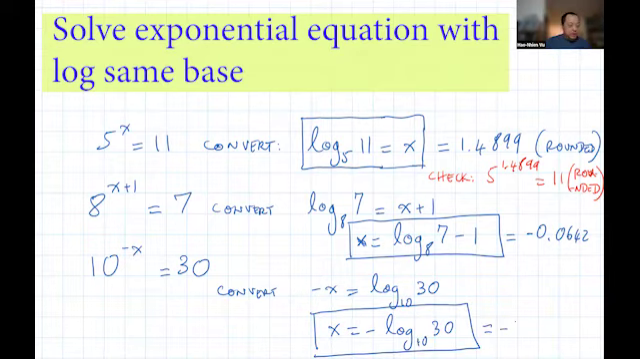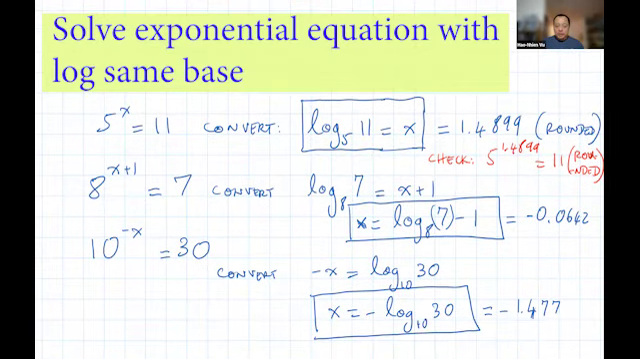Which is negative 1.477 rounded. Actually, this second solution here, it may be better that I put parentheses there so everybody knows the logarithm stops at 7. And once you get that logarithm, you subtract 1 from it. But once you get to a solution like one of these three, you're done because there are computers that can calculate these logarithms for you.